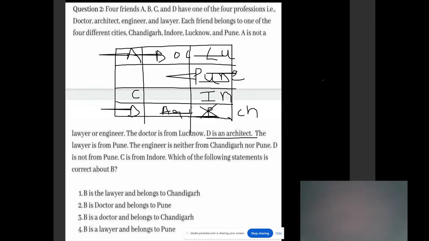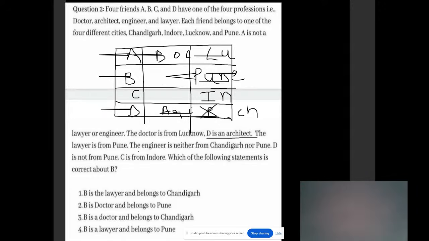B is from Pune, because Lucknow is over, Indore is over, Chandigarh is over. So the remaining one is Pune and this one is B. Now we are clear with B's position, B's city also. We are only confused between B and C's profession. So for B and C, the remaining professions are lawyer and engineer.